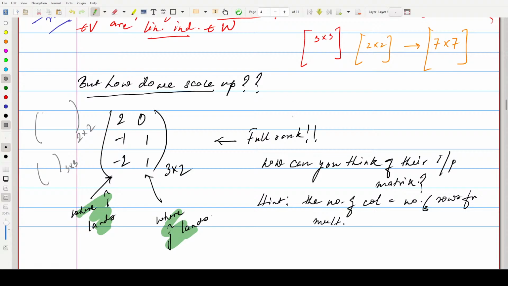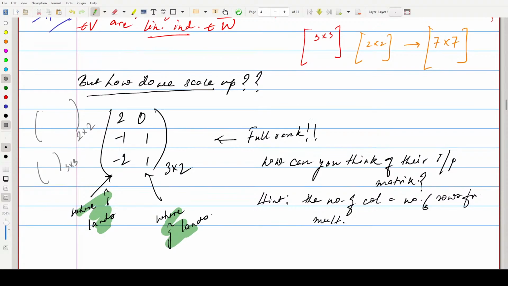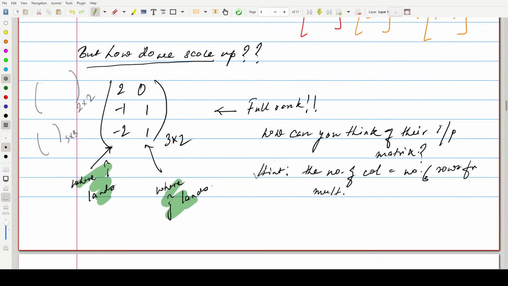So can you think of what their input matrix may be? And I've given you guys the hint that the number of columns is equal to the number of rows for multiplication. So we have 2 columns, so our vectors would be A and B, like so. But note that here we have a two-dimensional set of vectors, and essentially this means that we're going to be scaling this up, right?